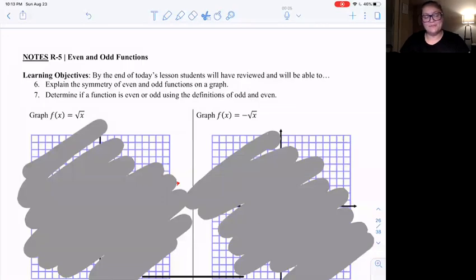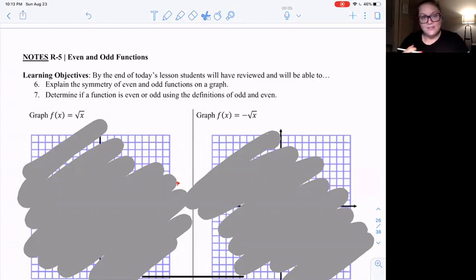Hi, welcome to video R-5, even and odd functions. Today we're going to explain the symmetry between even and odd functions and how that works graphically. And then we're also going to talk about determining if a function is even or odd using the definitions of even and odd functions.